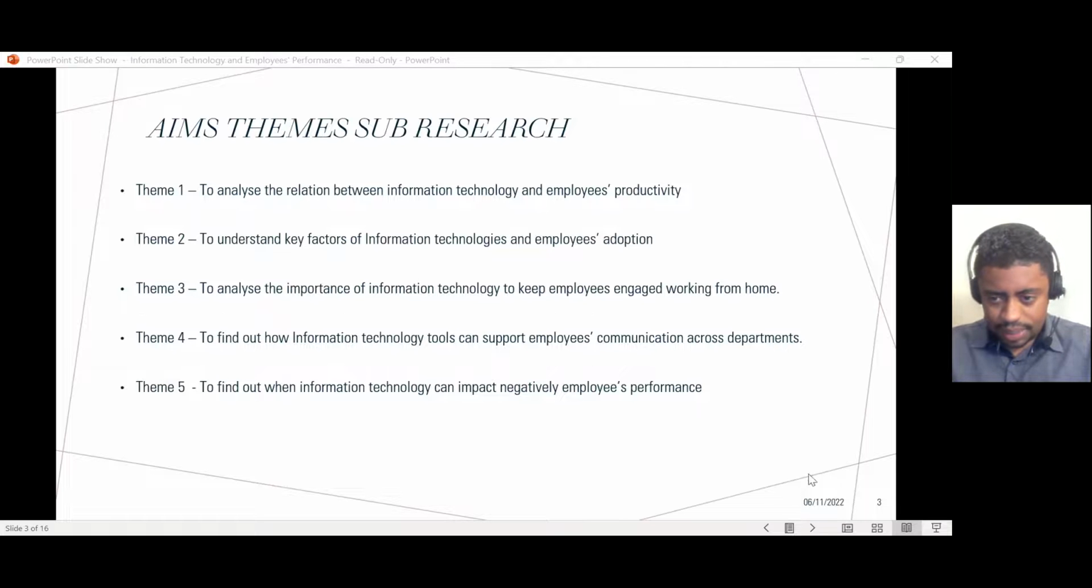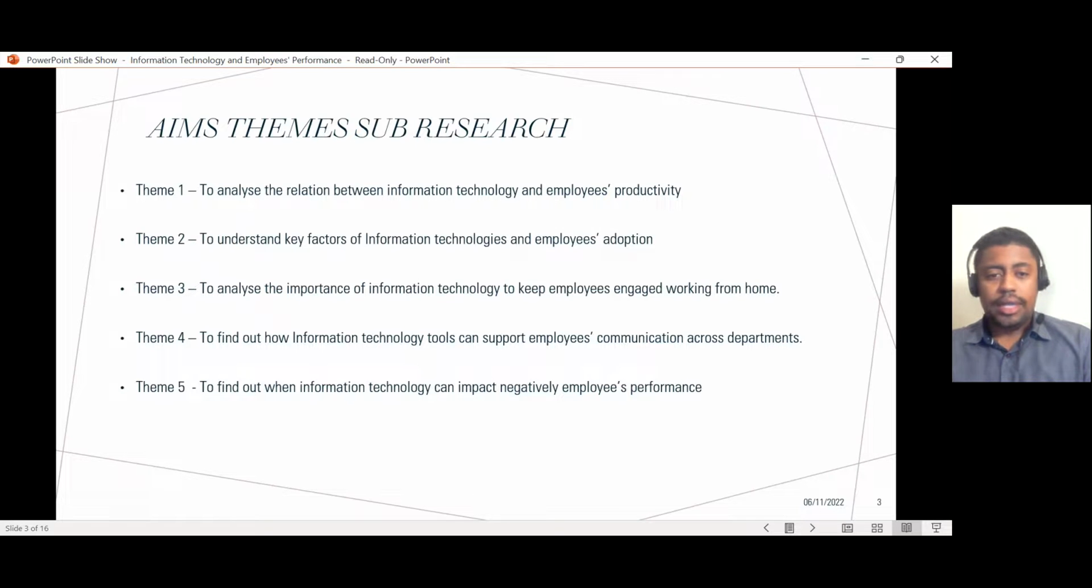The third one is to focus on analyzing the importance of information technology to keep employees engaged working from home. This theme was created after our meeting and your evaluation and insights, so I decided to add this one as well. The fourth one is to find out how IT tools can support employees' communication across departments. And the final one is to find out when IT tools can impact employees' performance negatively.